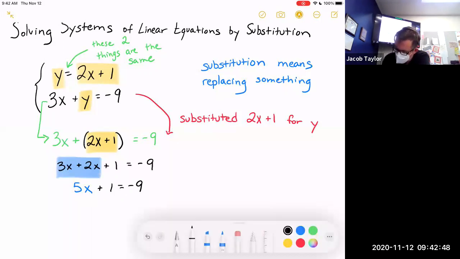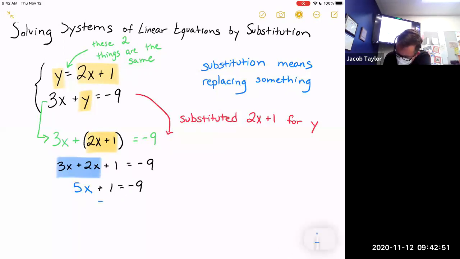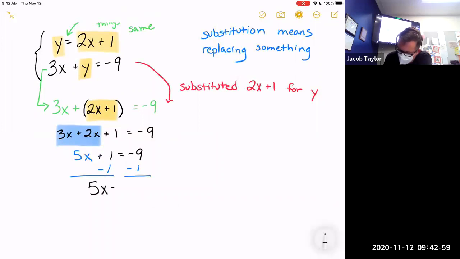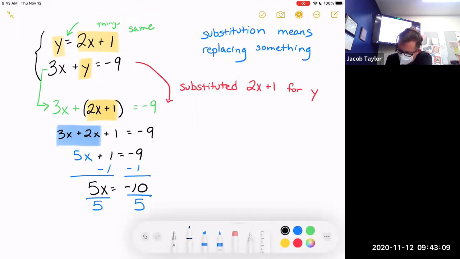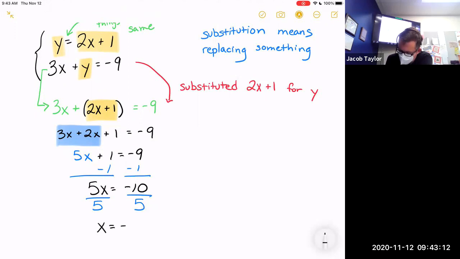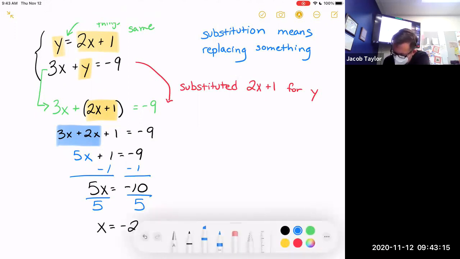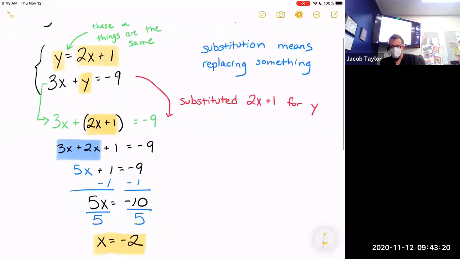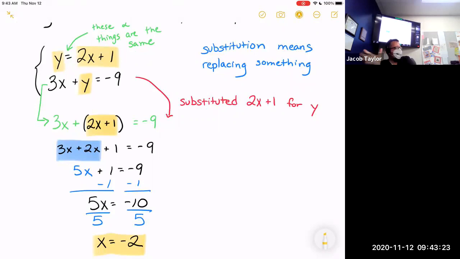So let's subtract 1 from both sides. Great idea. Very good. -9 minus 1 is -10. Correct as usual. Very good. Then we divide both sides by 5. -10 divided by 5 is -2. You are exactly right. I now know the value of x. X is equal to -2.